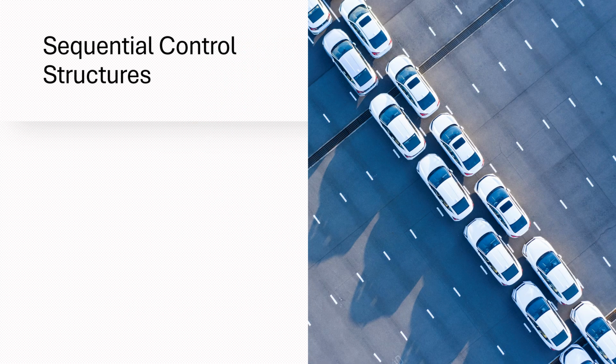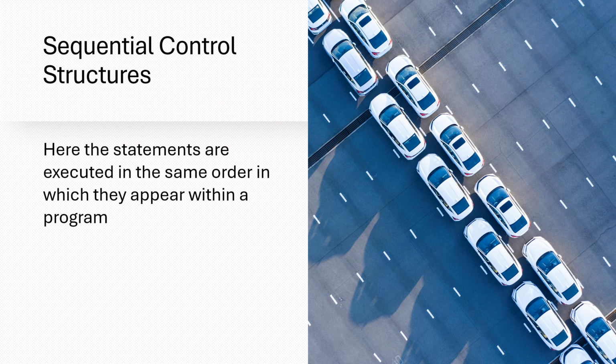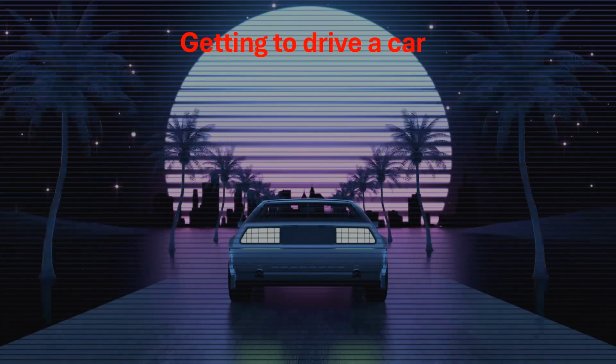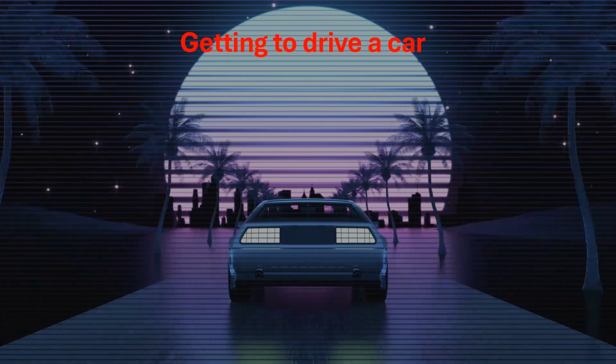Talking about sequential control structures, as you can view in this image, the cars are present in a row and they are moving within a row, showing the sequence of the cars or the queue in which the cars are moving. Likewise, the sequential structures are those statements which are executed in the same order in which they appear within a program. Here we are going to execute a few examples showing the sequential control structures.